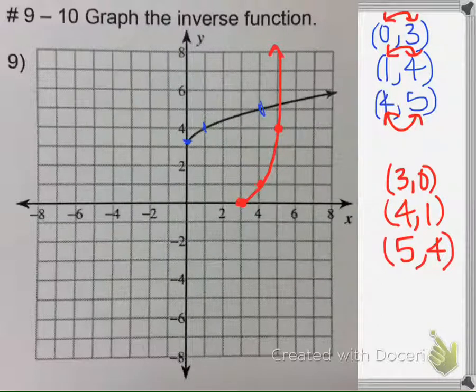And then to check to see if we have it graphed right, remember that inverse functions, their function composition is always equal to x. So that means they are symmetrical about the line y equals x. So it should be symmetrical right through the line y equals x, which they are.